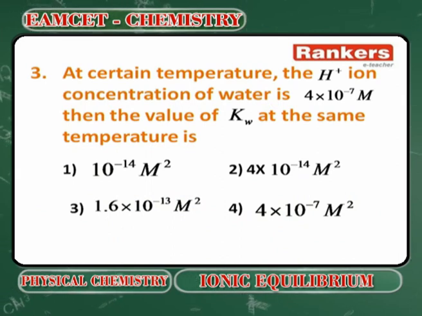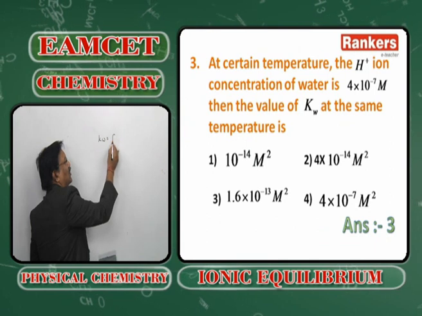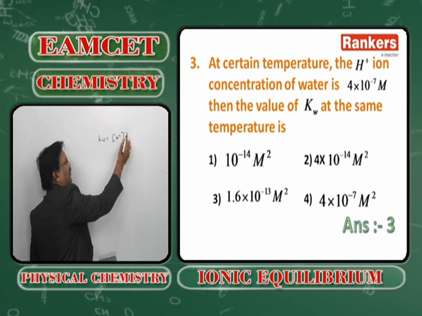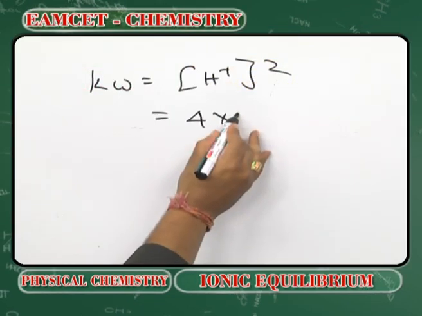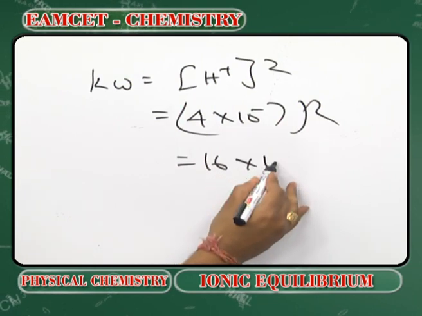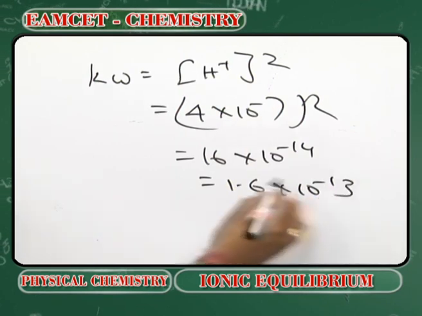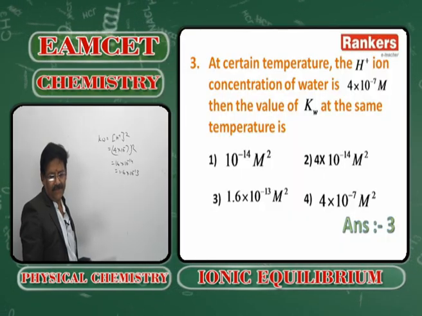At a certain temperature, H plus ion concentration is given as 4 into 10 to the power minus 7 molar, and in pure water, as I said earlier, H plus ion concentration will be equal to OH minus ion concentration. Therefore, Kw will be equal to H plus square, 4 into 10 to the power minus 7 whole square, which is equal to 16 into 10 to the power minus 14 or 1.6 into 10 to the power minus 13. Option 3 is the answer. Next question.